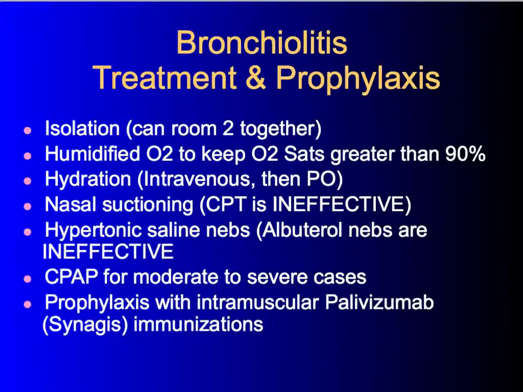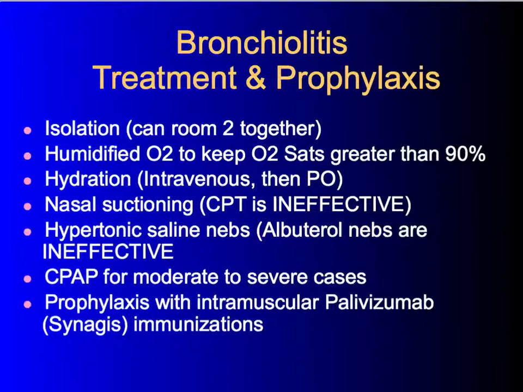For an infant with bronchiolitis, you want to initiate isolation immediately if they are hospitalized. You can room 2 babies with bronchiolitis together. They will need humidified oxygen to keep their O2 sats greater than 90%. They need hydration. These babies will not be drinking to start with, so they need intravenous fluids, and then as they are able to take more PO in, we can go just to PO fluids.